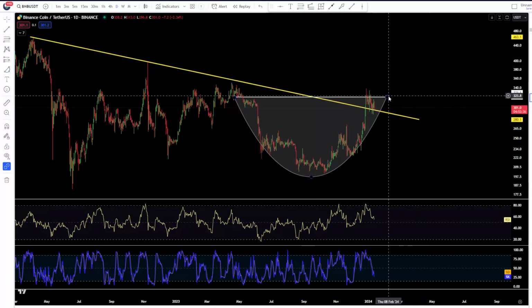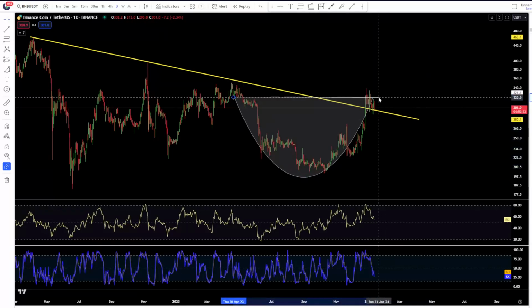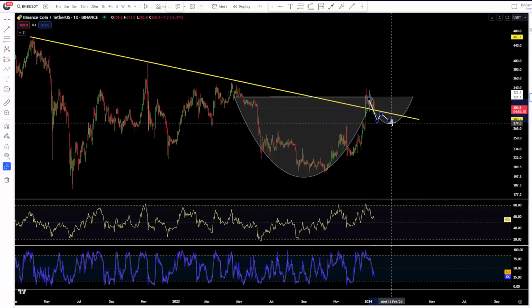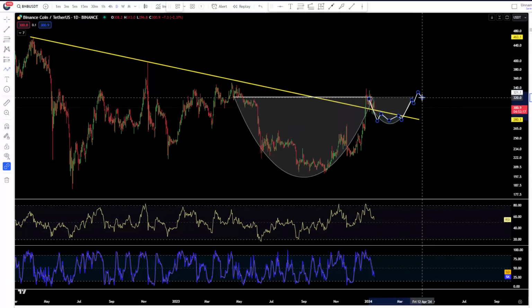Moreover, the recent declines were caused by the bombardment of the media with negative information about the Binance exchange, which lowered the valuation of the BNB token.